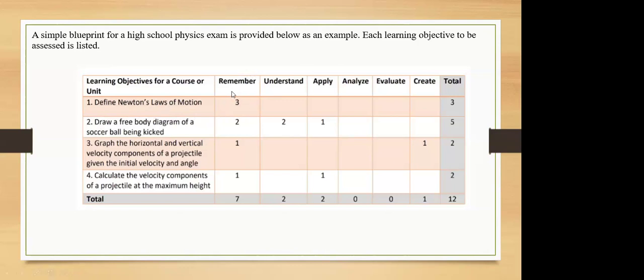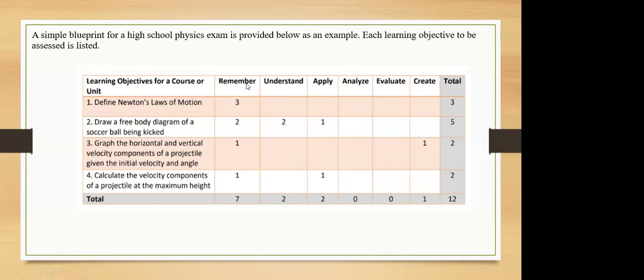He's planning to give 3 remembering questions under this session. Then when we go to the fourth one, calculate the velocity components of a projectile at the maximum height. So under that, he decided to give 1 remembering question and 1 application question there. So altogether there are 2 questions. Likewise, there are a total of 12 questions.